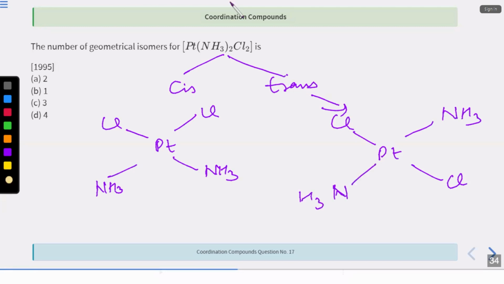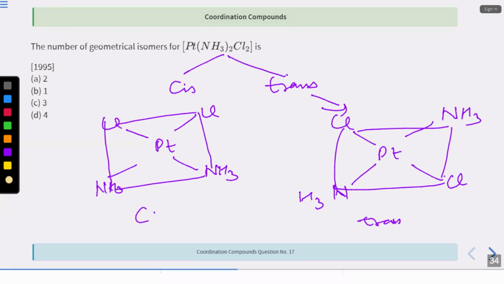Always make this straight line with the ligand which is coordinating. That's why I write it in this form. So this is called trans, like this, and this is called cis isomer. Cis, and this is trans. Okay, so this is now two isomers, cis and trans, for this compound. So option number A is the right option to this question.